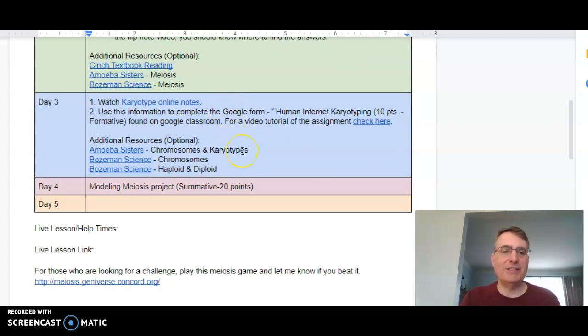So a karyotype is a picture of chromosomes that you would look at generally for a baby or an unborn baby. They would get cells from that baby, and then they would look at the chromosomes, evaluate the chromosomes for birth defects, sex of the baby, and things like that.